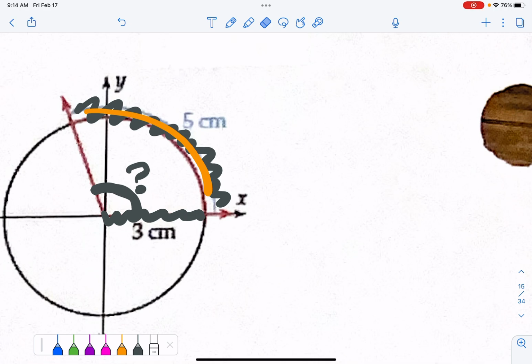So the deal here is that every radian, if this was 3, okay, if this is 3 and I go 3 out this direction, that would be 1 radian, right?